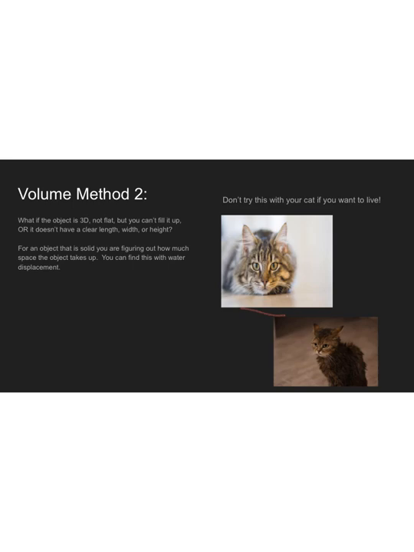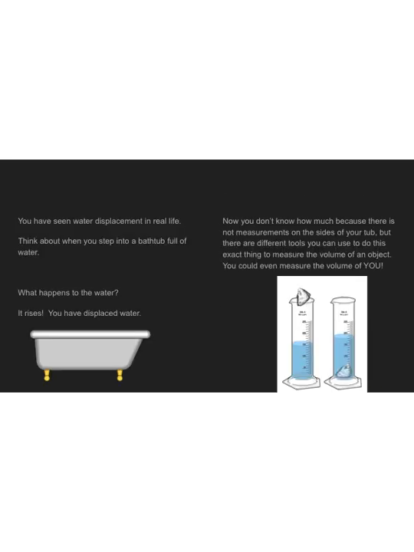For an object that's solid, and you're trying to figure out how much space that object takes up, you can find this with water displacement. That's the way that you would find volume. So now we've got counting, multiplication, and water displacement. I would never suggest doing water displacement with your cat if you want to live. So we're going to talk about what that is.